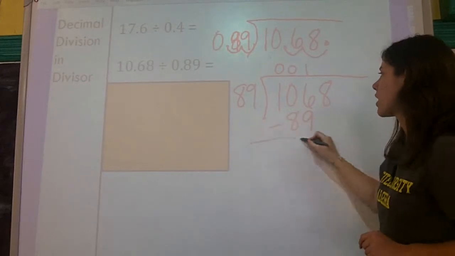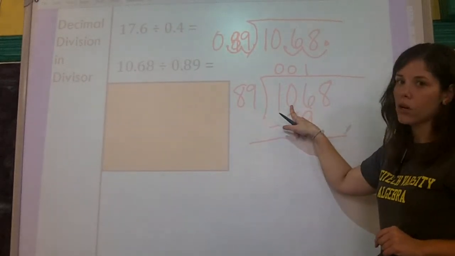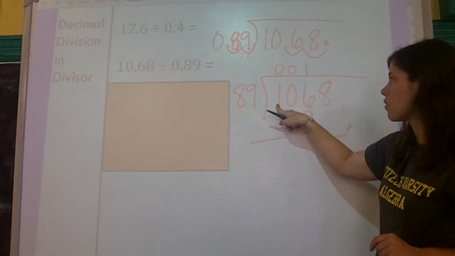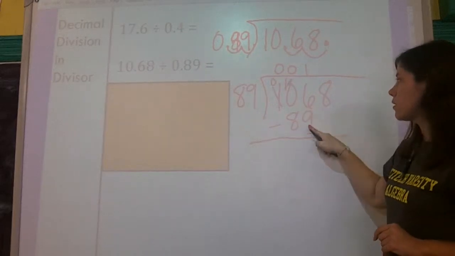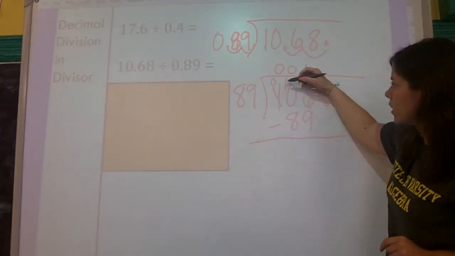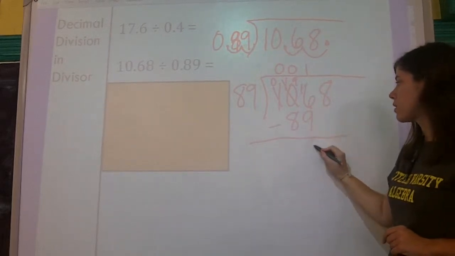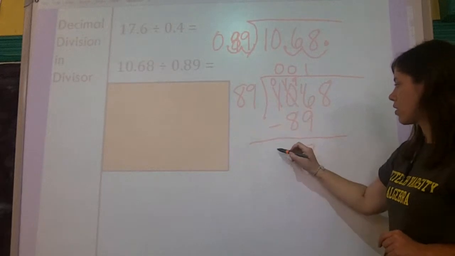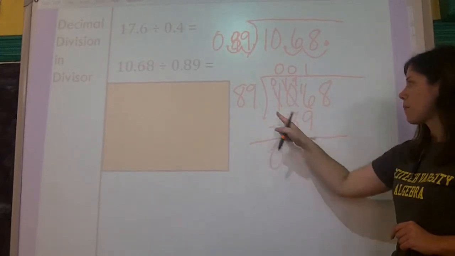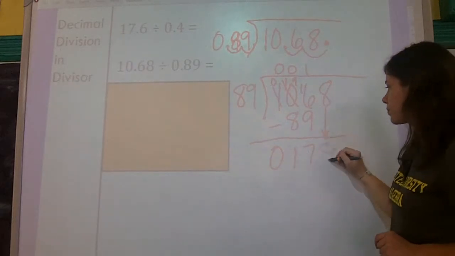Now we have to do some subtraction. I can't do 6 take away 9, and I have nothing to borrow from next door, so I need to go all the way over here and regroup. I still can't do this yet, so I need to regroup from here. 16 minus 9 is 7, 9 minus 8 is 1, and 0 minus 0 is 0. 89 doesn't go into 17, so I bring down my 8.